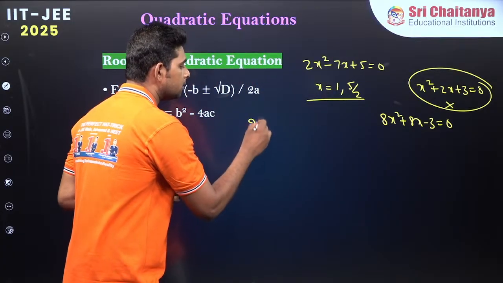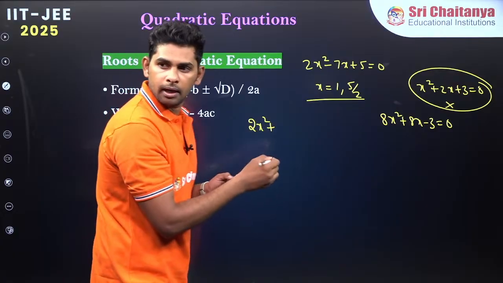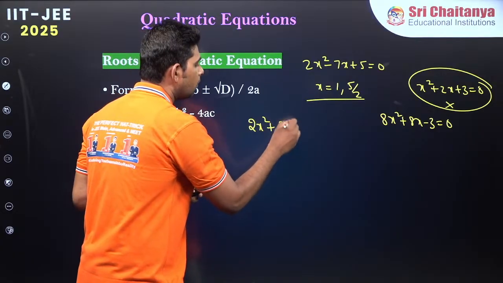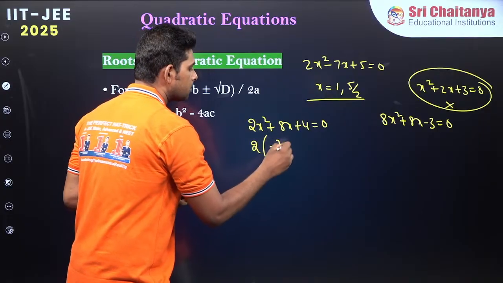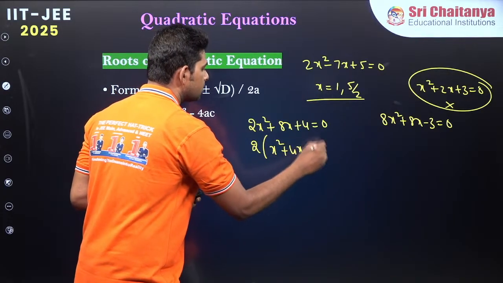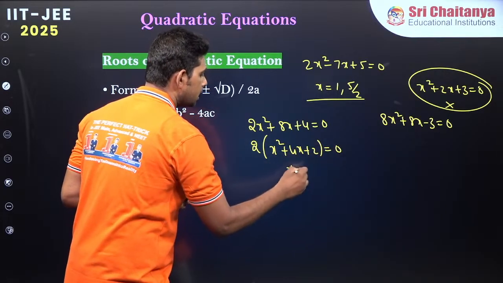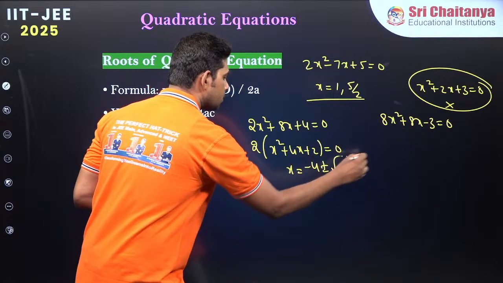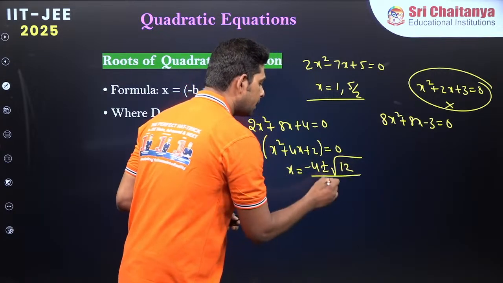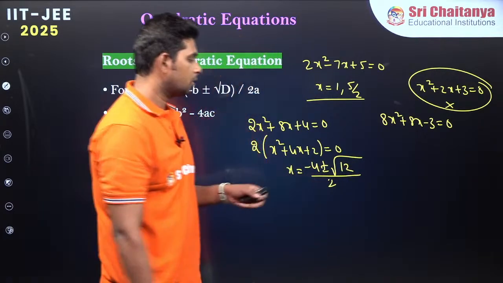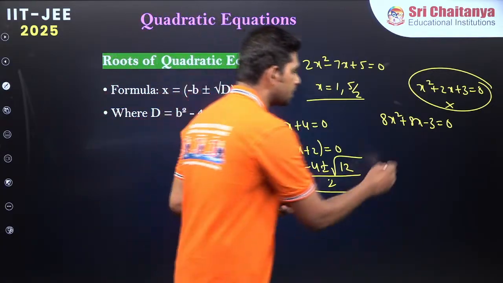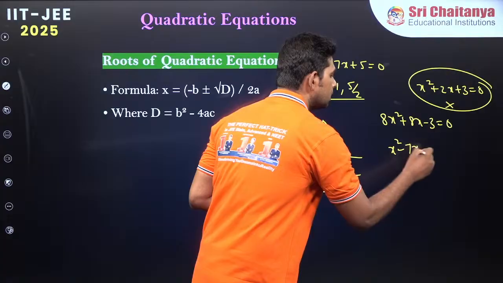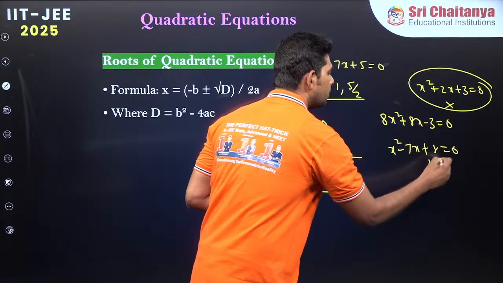2x square plus 8x plus 4 is equals to 0. Then 2 you are taking common, x square plus 4x plus 2 is equals to 0. This has irrational roots only, minus 4 plus or minus square root of, taking that, is going to be 12 divided by 2. Okay? So these are the roots, these are irrational. I am asking x square minus 7x minus 8, that is very easy. That is going to give us the roots as 1 comma 7.